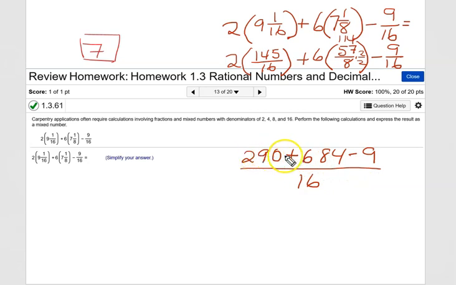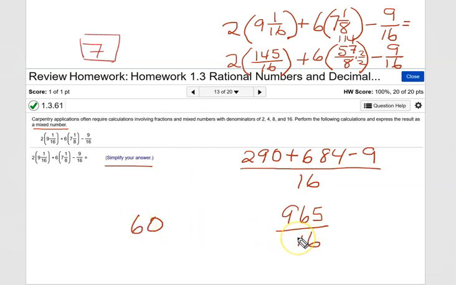So now what we're going to do is add these two together and then subtract 9. We'll let you do that too. So I get this. Now, they want the results simplified and as a mixed number. Now, how many times does 16 go into 965? So 965 divided by 16, it goes 60 times.